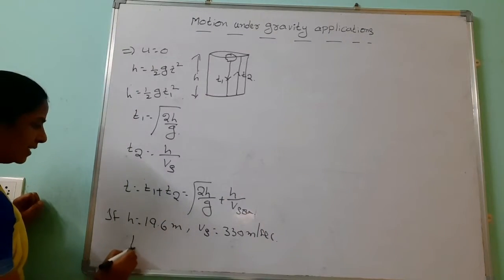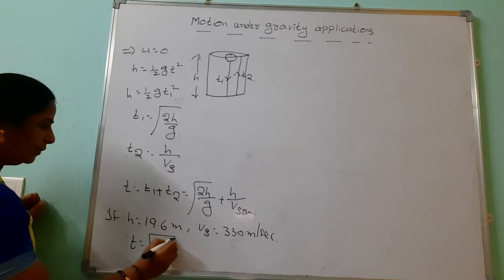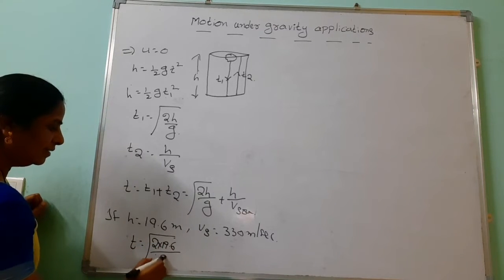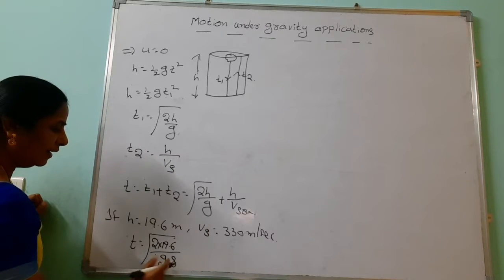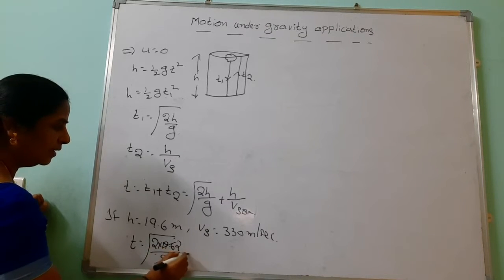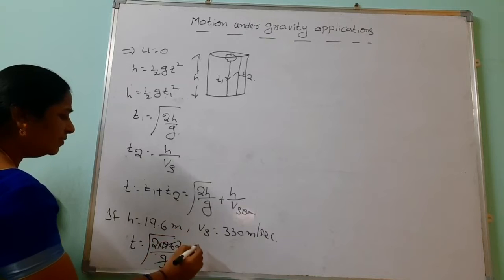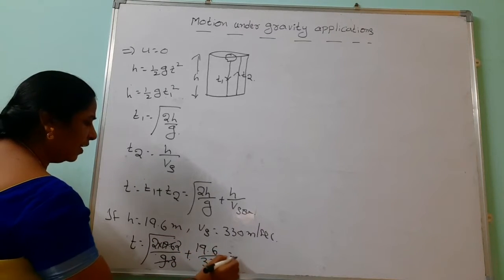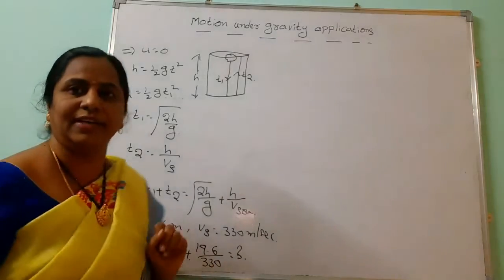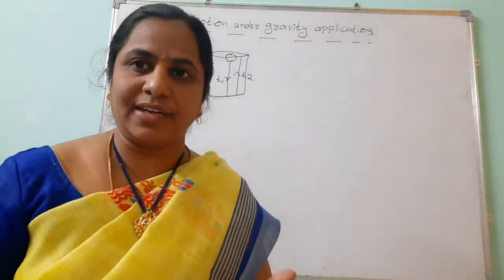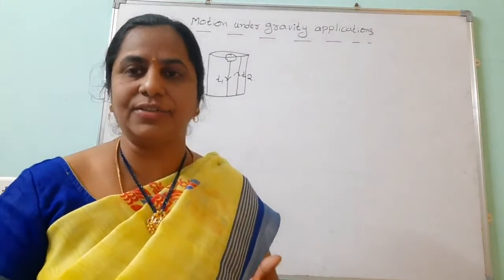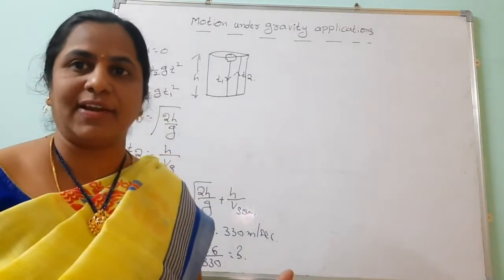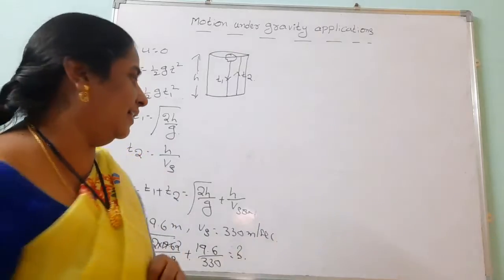So in this case, how much time will it take? Under root 2 into 19.6 meters by g, with g value 9.8, plus the height 19.6 by 330. After simplification, we can find the time. So we can find T1, we can find T2, and the total time also, because the velocity of sound is the standard one.